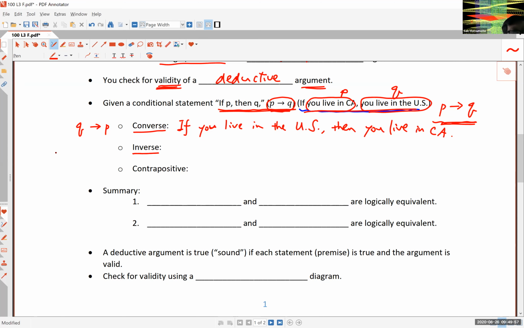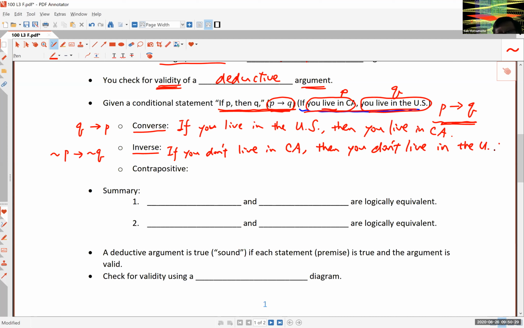Inverse. The inverse is obtained by negating each part of the original statement without changing the order. So this time we are not going to change the order. That means if you negate this first part, if you don't live in California, then you don't live in the US. All right, now if you're paying attention to the form, this is great. The inverse, you just negate both. Negation of P implies the negation of Q.